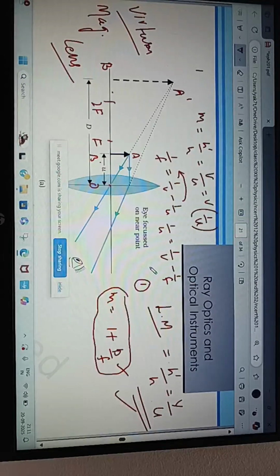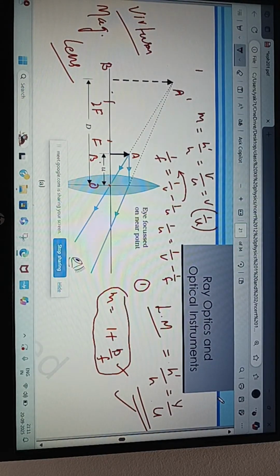Then you multiply v inside and you'll get 1 minus v by f. And v is on the left hand side, so it's negative. But if you take d, it will become positive. So it's 1 plus d by f. Correct. Do it, see, now only I explained, you didn't do.